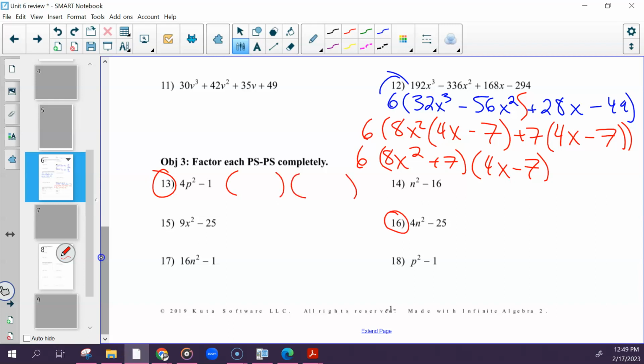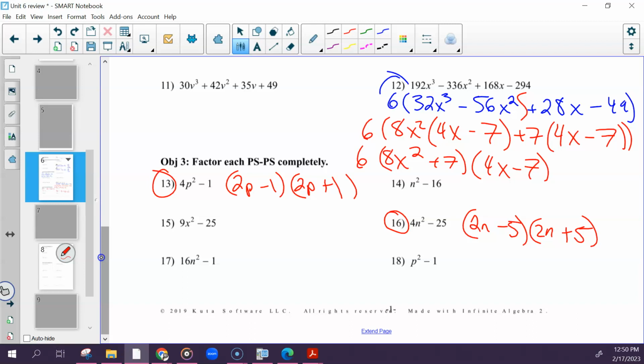So for these, you're going to have two factors. What times what will give you 4p squared? 2p. What times what will give you 1? 1. Plus minus. What times what will give you 4n squared? 2n. And what times what will give you 25? 5, yes. Plus minus. Be on the lookout for GCFs. If you need to factor out a GCF, you'll need to do that first.